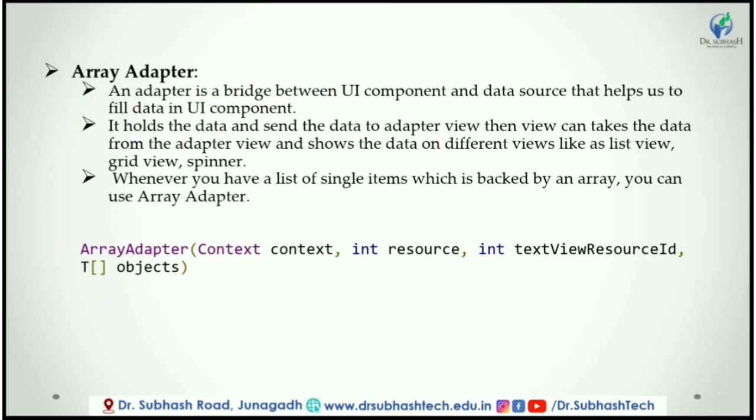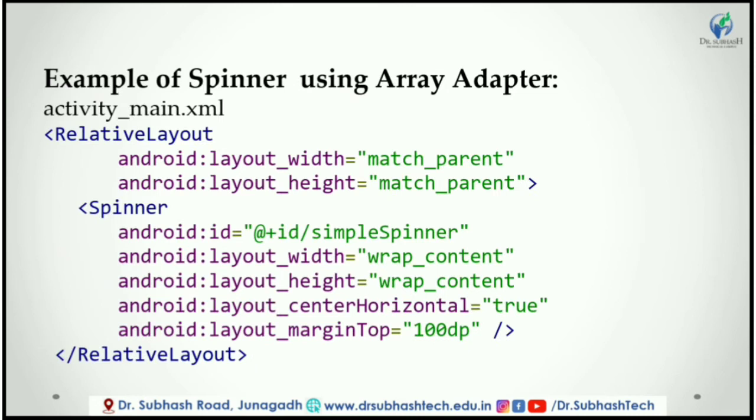Now we will create an example of spinner using array adapter. Create a new project in Android Studio and name it spinner example. In second step, open res in layout and activity_main.xml and add the following code. Here we will create a spinner inside a relative layout.